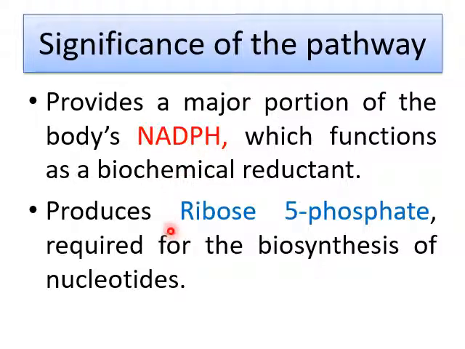Then the second one, that this pathway can provide a 5-carbon sugar which is called ribose 5-phosphate or R5P. This is a 5-carbon sugar. Therefore, we can also call this pathway the pentose phosphate pathway, so that the word pentose phosphate is for ribose 5-phosphate. And this ribose 5-phosphate can act as a precursor for synthesizing nucleotides.